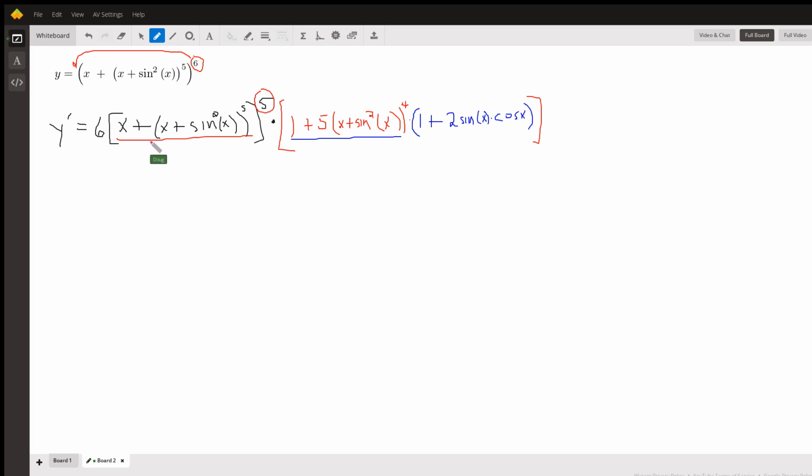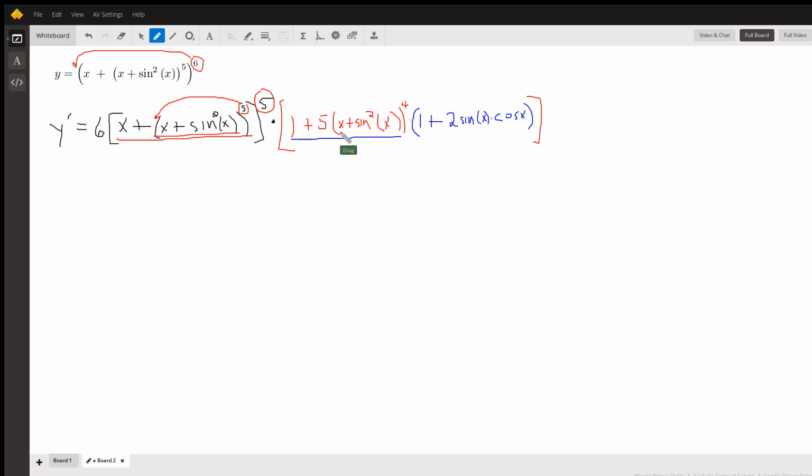Well, the derivative of the inside has two terms in it, separated by this plus sign, so we have to take the derivative of each term. The derivative of this x is 1. The derivative of this x plus sine squared of x to the 5th power, same deal. We got to move this 5 down front and then reduce the exponent by 1. There's that exponent reduced by 1.